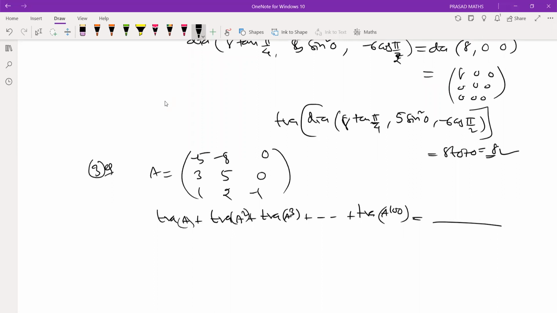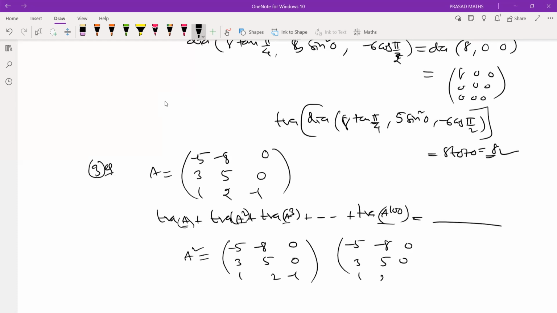Okay. What is the trick? So what you are given, actually you need to find A, A square, A cube and A power 100. That is the trick. A is already given, so you need to compute A square. What is A square? -5, -8, 0, 3, 5, 0, 1, 2, -1 multiplied by the same matrix. Right? Tell me, what is it?